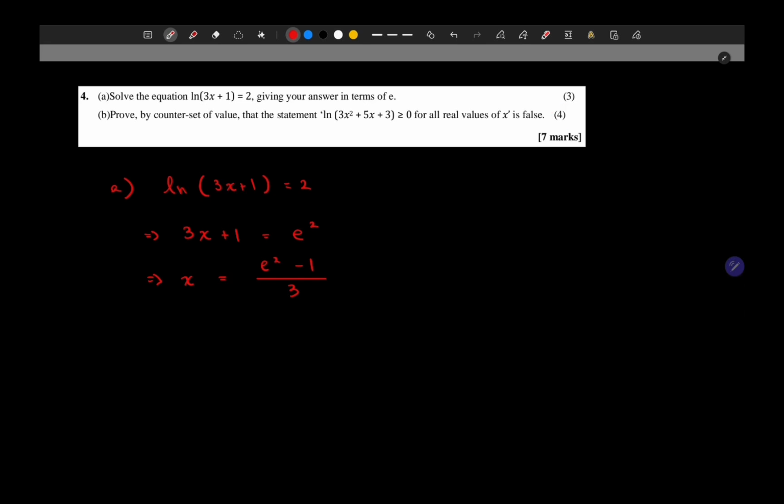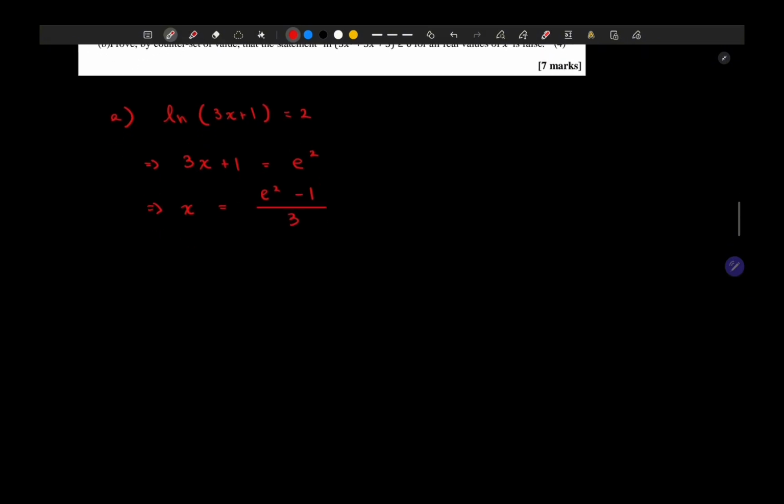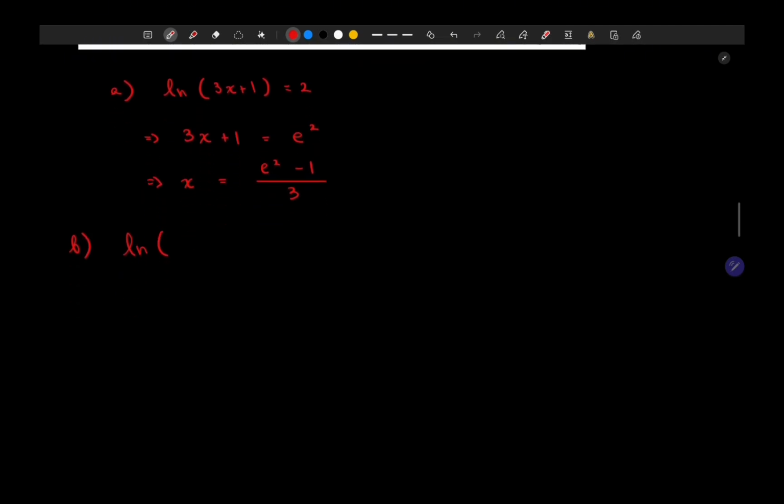So what we need to do, I guess, is solve this inequality and find the values of x for which this is not equal to 0, I mean, it is less than 0. So let's say if we take, let's say, ln of 3x squared plus 5x plus 3.